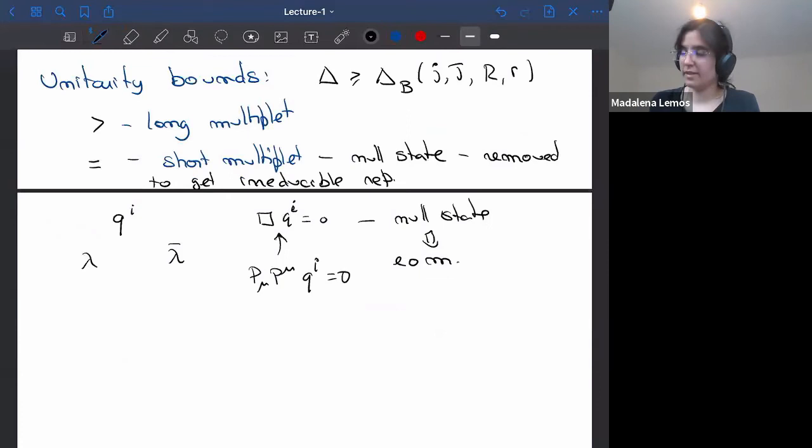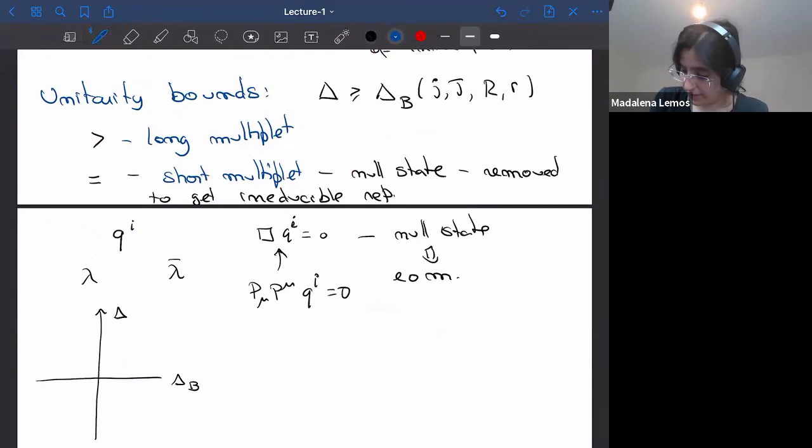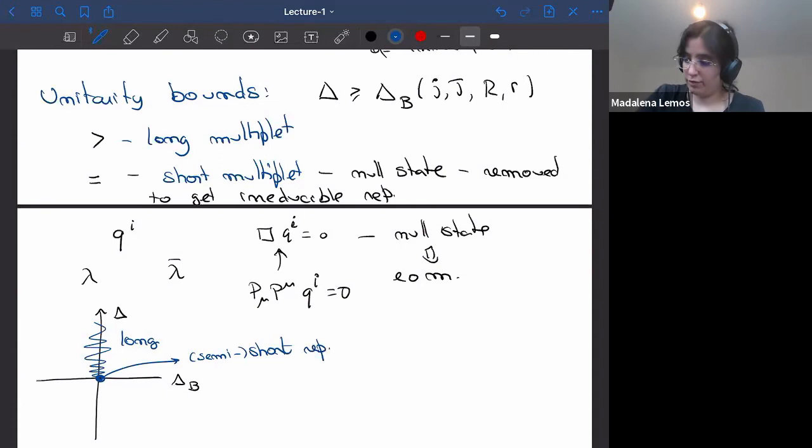And then finally, something that can happen is, so let me try to draw here a visual picture of this. So we have the dimension of the superprimary, and this is enough to label the whole multiplet. And we're finding that there's some bound, and all operators must be above here. So this is where our long operators are. If you're exactly at the bound, you have what is a short multiplet, sometimes these are called semi-short, for reasons that will become clear in a second. And then if you're below, these are non-unitary representations, there are negative norm states.